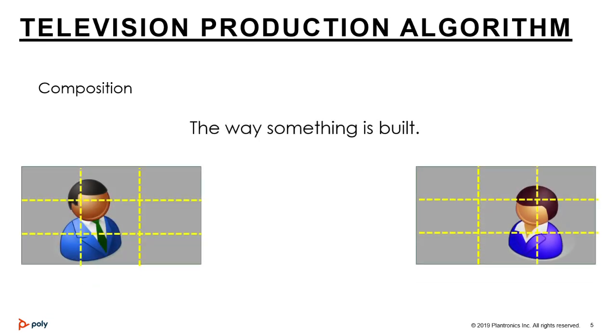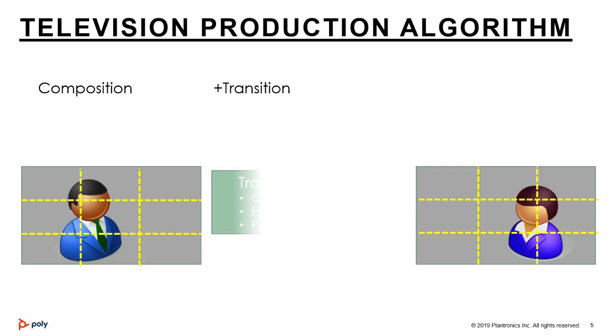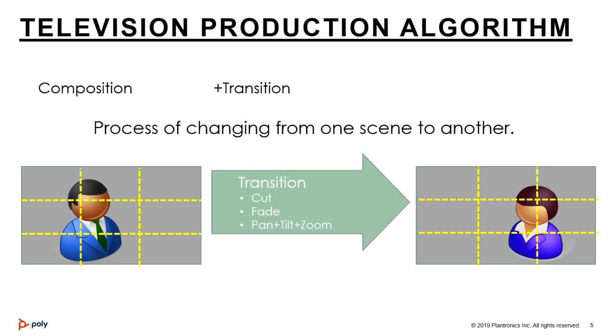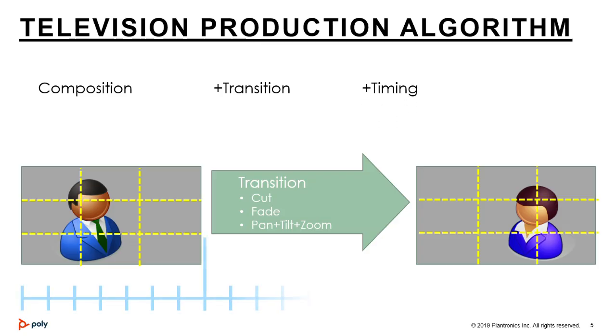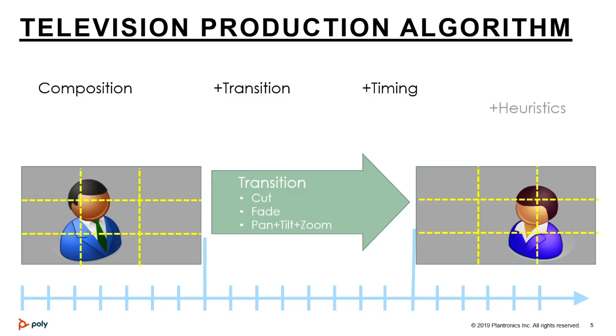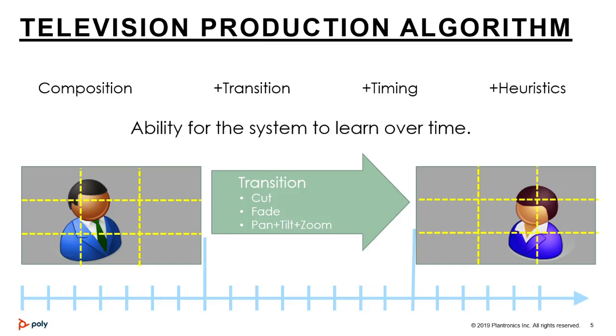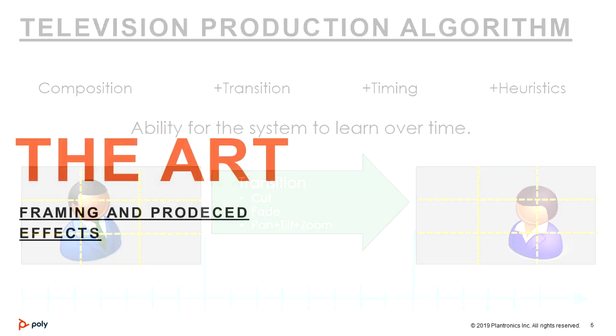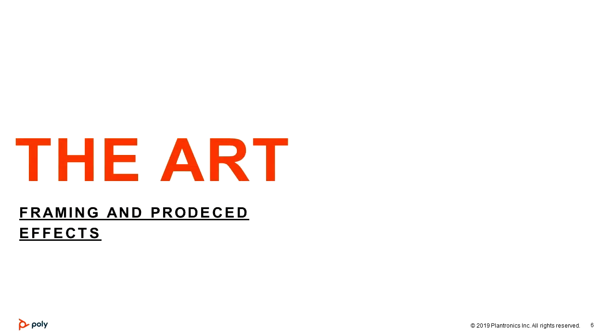The next thing we want to do is transition. When one person talks and it goes to another, how do you transition to that next person? Is it a cut? Is it a pan? Is it a dissolve? And then, what's the timing of that transition? If you're doing a pan, how long is it taking the camera to move from one spot to the other? And then finally, we want to do some heuristics. We want the system to learn over time where the people are in the room so that it can become more accurate as it goes on. So, the art. This is where we're actually framing the people and deciding what it looks like.